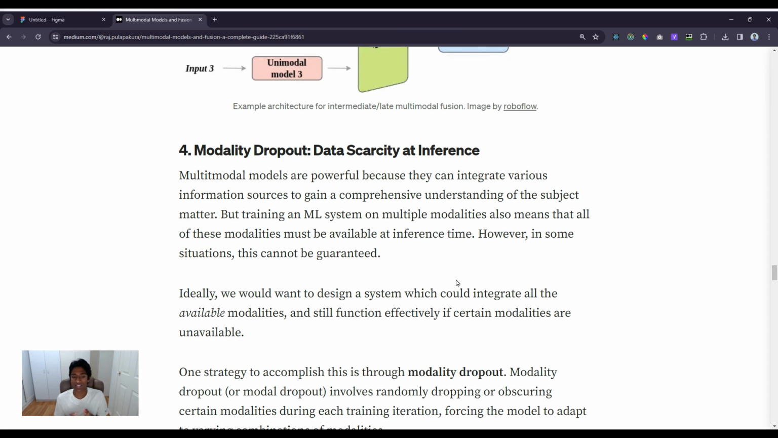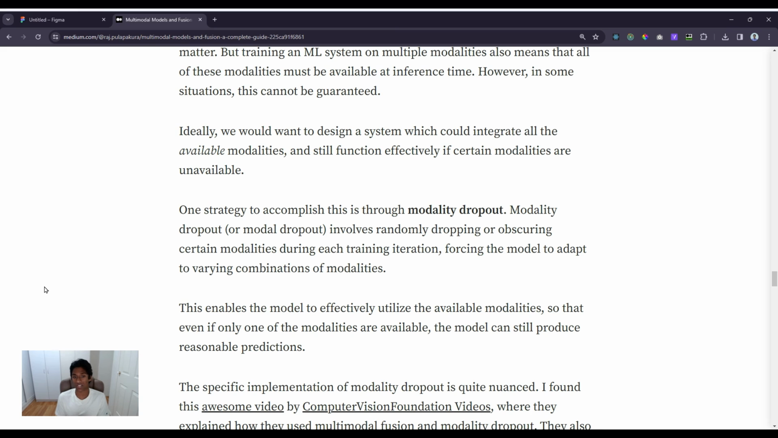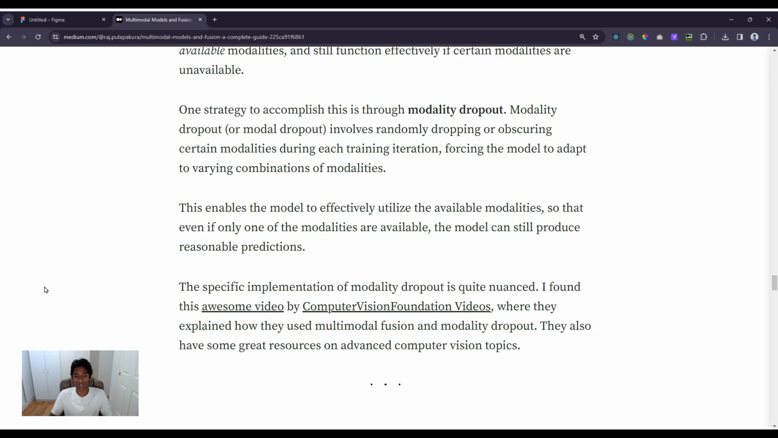Ideally, we would want to design a system which could integrate all available modalities and still function effectively if certain modalities are unavailable. One strategy to accomplish this is by using modality dropout. Modality dropout, or modal dropout, involves randomly dropping or obscuring certain modalities during each training iteration, forcing the model to adapt to varying combinations of modalities. This enables the model to utilize the available modalities so that even if only one of the modalities is available, the model can still produce reasonable predictions.